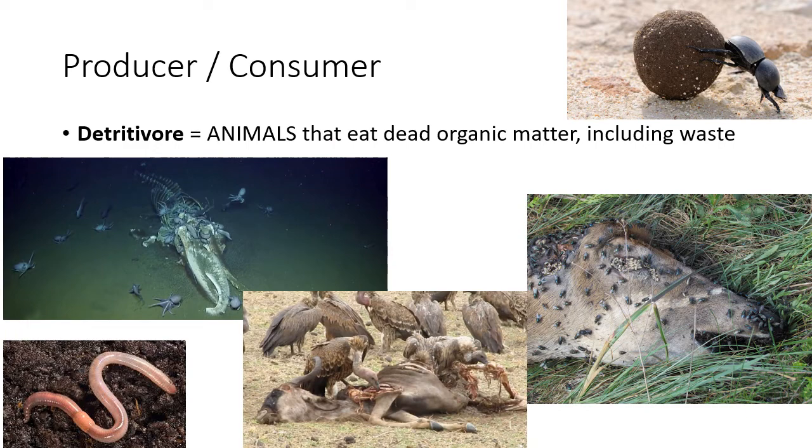One that you probably don't know from elementary school is the detritivore. Detritivores are animals that eat dead organic matter, and that includes waste. So this dung beetle is eating maybe elephant dung, rhinoceros dung. It's eating waste. Carrion flies and their maggots, vultures, all of these octopi and maybe hagfish and everything else that's eating this whale carcass, earthworms, they are all eating dead organic matter.